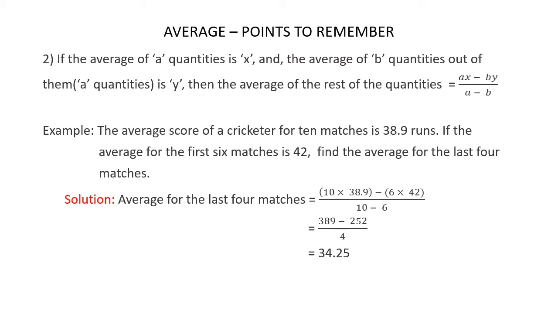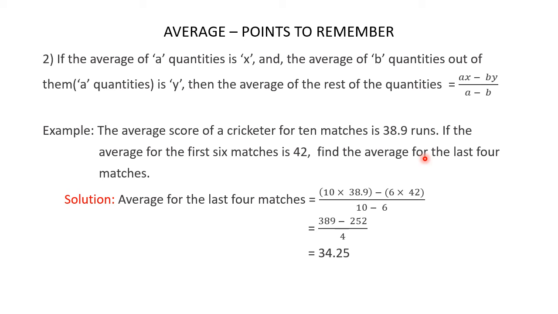Let's understand this with an example. The average score of a cricketer for 10 matches is 38.9 runs. If the average for the first 6 matches is 42, then find the average for the last 4 matches. So here we know the average score for 10 matches, and out of these 10 matches we know the average for the first 6 matches. So now we are asked to find the average for the rest of the matches, that is we are asked to find the average for the last 4 matches.